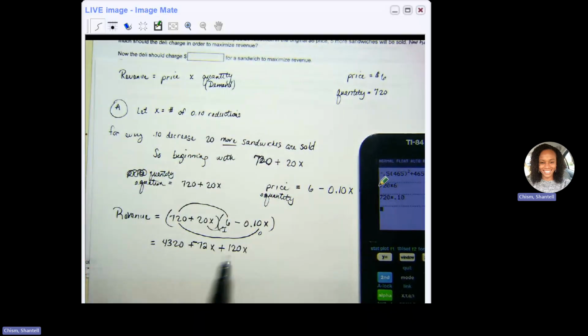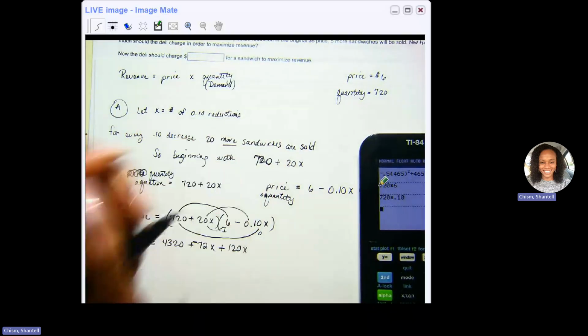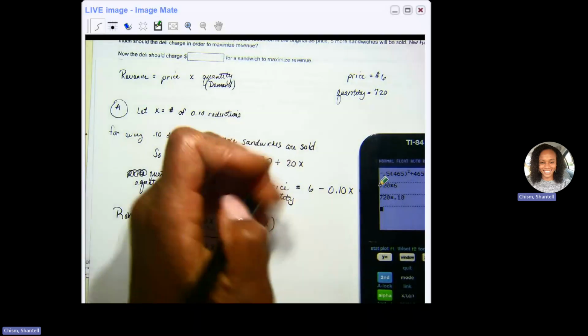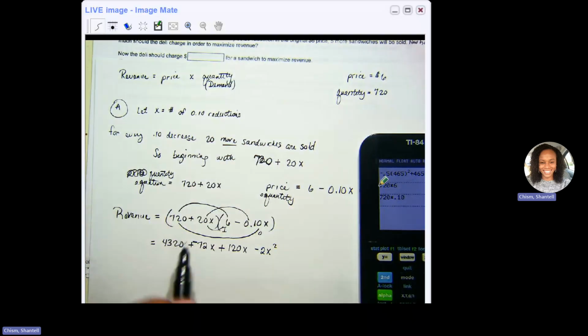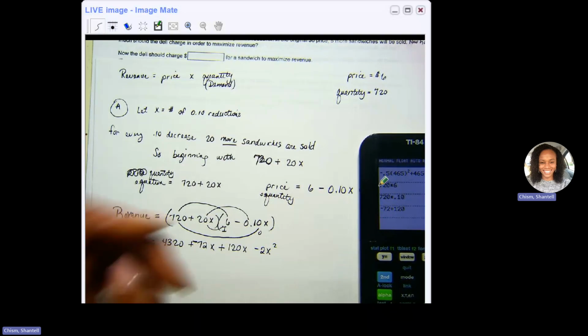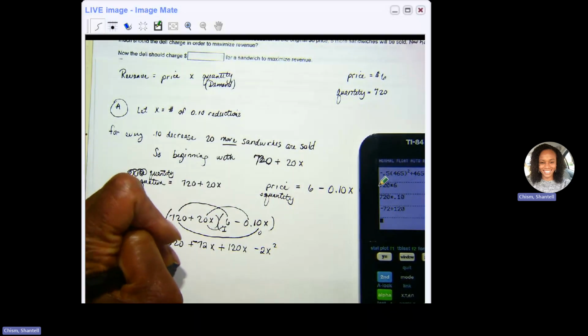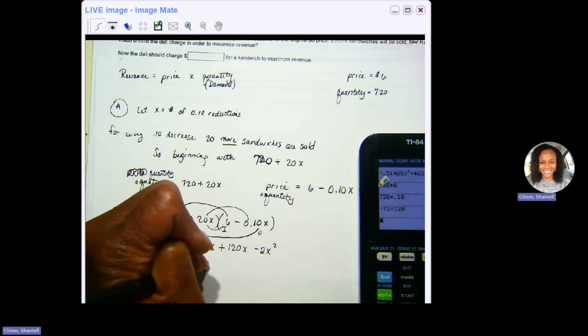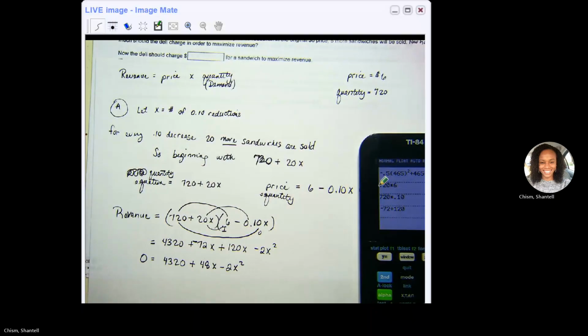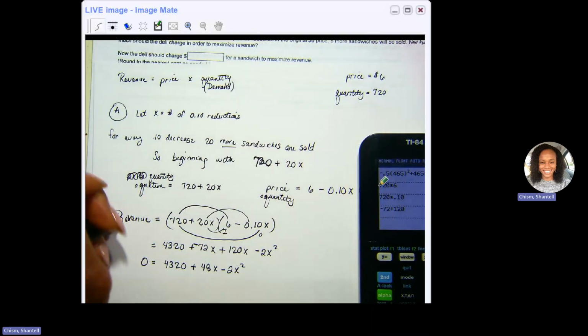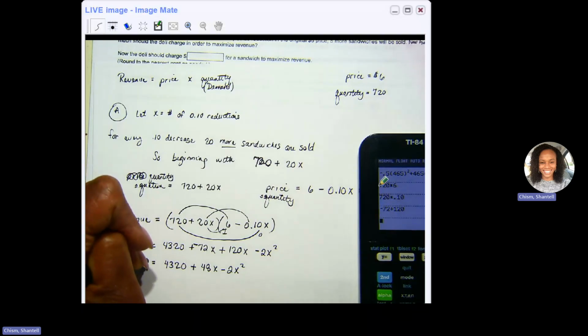So those are going to come together anyway. And then the last times the last, we have 20 times 0.10. So we have a minus, because that is minus, 2x squared, because they both had an x. All right, and then negative 72 and a positive 120 gives us 48. So we got 4320 plus 48x minus 2x squared equals, I shouldn't say equals yet. It's our revenue function, okay?